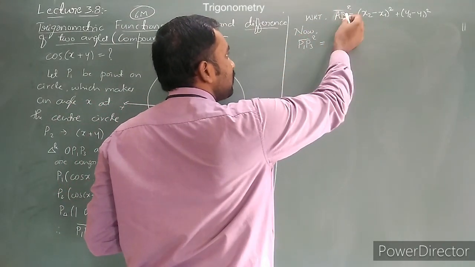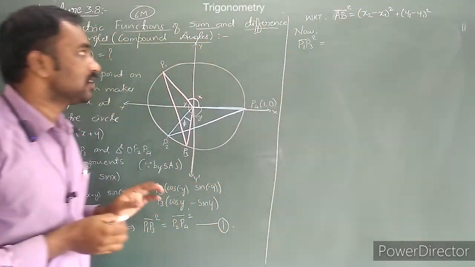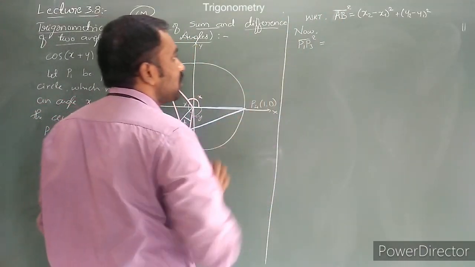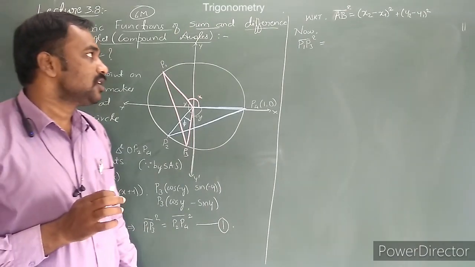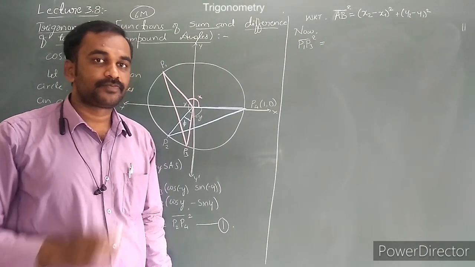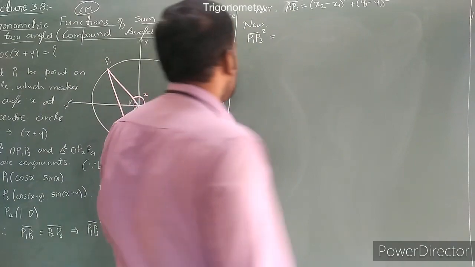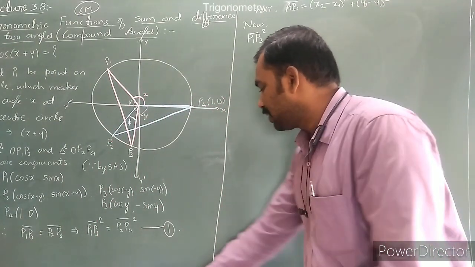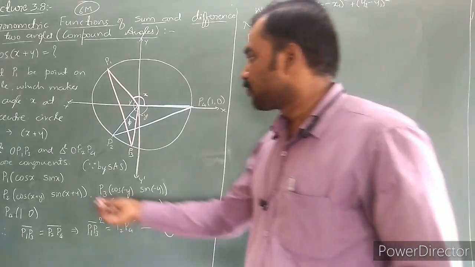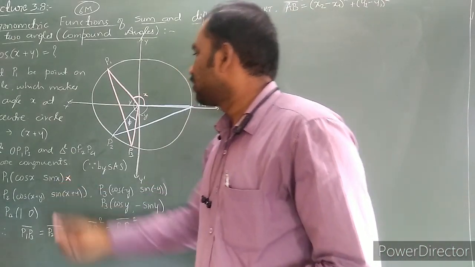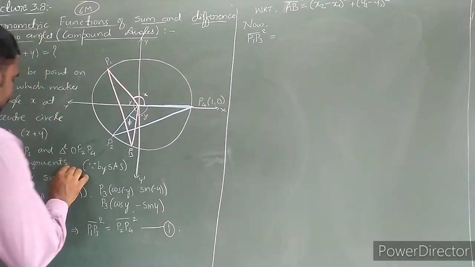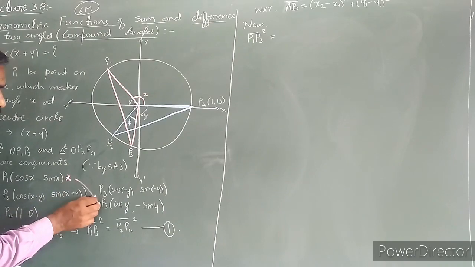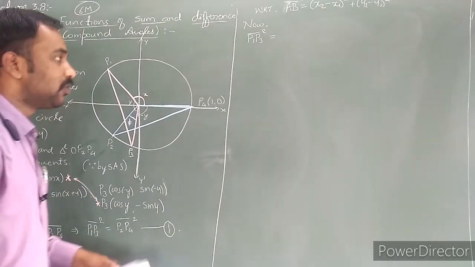So due to that one, the square root has been neglected. Using the distance formula, I am going to write P1P3 whole square is equal to... Find the distance between P1 and P3. Where is the P1 point? P1 point is here. Where is the P3 point? P3 point is here. What is the distance between these two points?